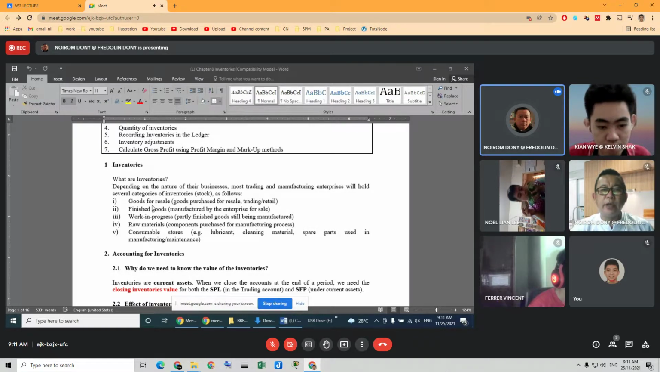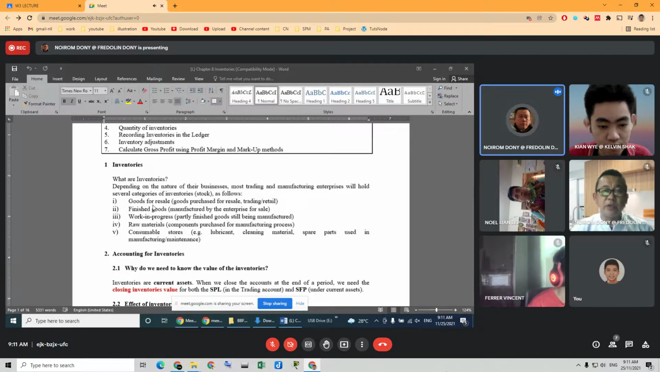One is goods for resale. Goods for resale is referring to the items they buy and they sell, for trading purposes, excluding the goods that they buy and use. Different, huh?